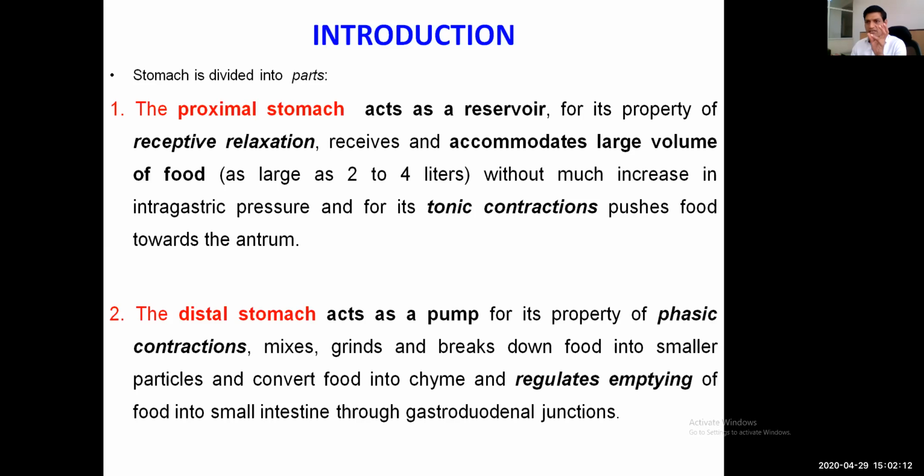As there are phasic contractions, it mixes the food with the gastric secretions and saliva, grinds and breaks down the food into smaller particles, and converts the food into chyme. It also regulates emptying of the food into the small intestine through the gastroduodenal junction.